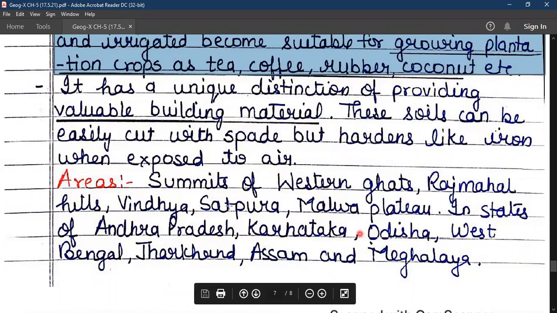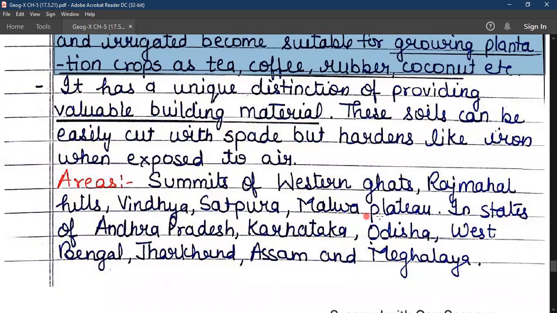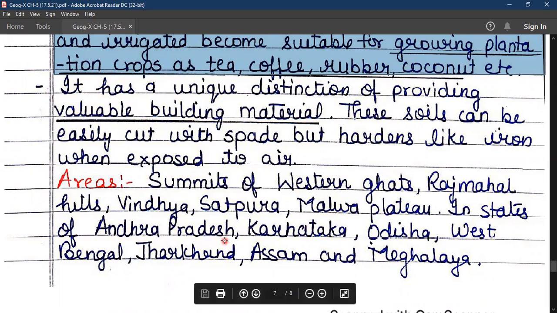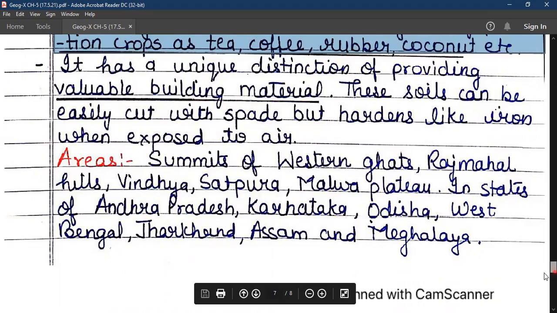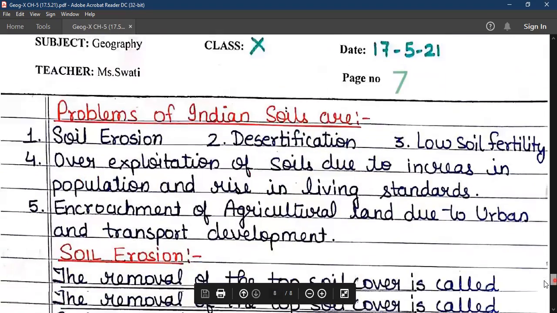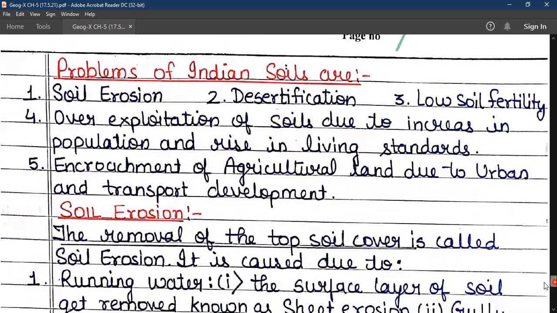Nitrite soil is found in the summits of Western Ghats, Rajmahal Hills, Vindhya, Satpura, Malwa Plateau, states of Andhra Pradesh, Karnataka, Odisha, West Bengal, Jharkhand, Assam, and Meghalaya. This is about the various types of soil, children. Now we will discuss the problems of Indian soils.